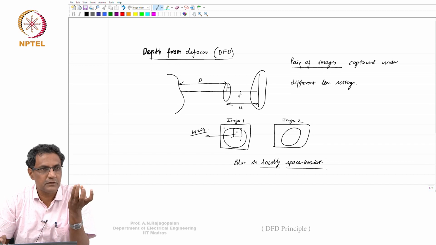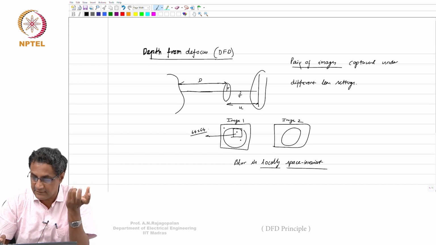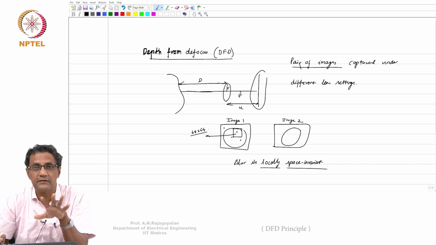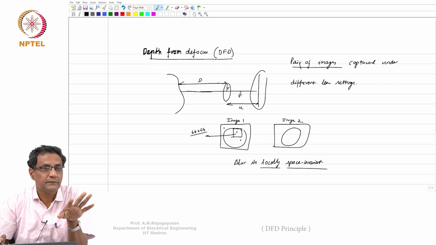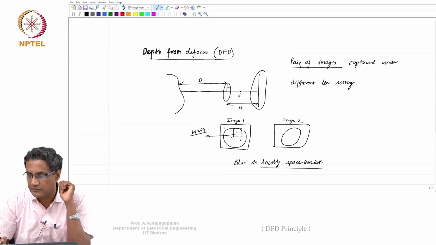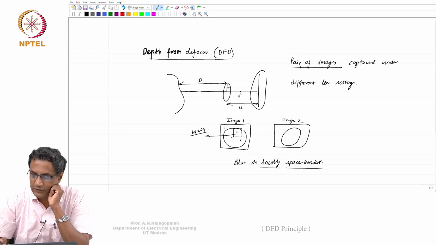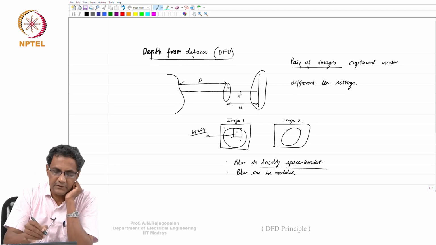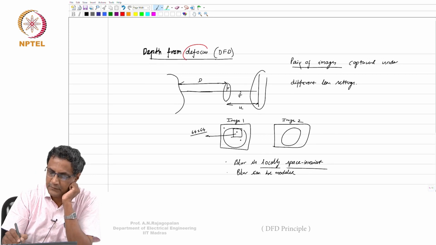So take a 64 across 64 patch, for example. Then you would assume that within this patch the blur is a constant, which may not be true because it could be slowly varying. But that's an assumption that it makes just to simplify matters, and you will see why. Another assumption that it makes is that the blur can be modeled as a Gaussian, which is also the reason why it says from defocus.